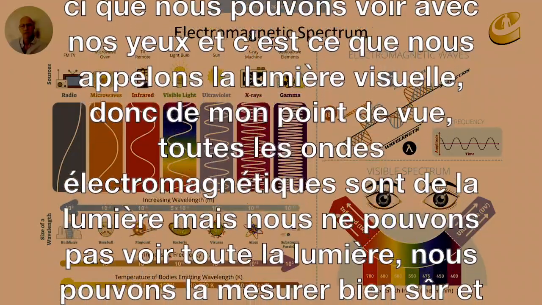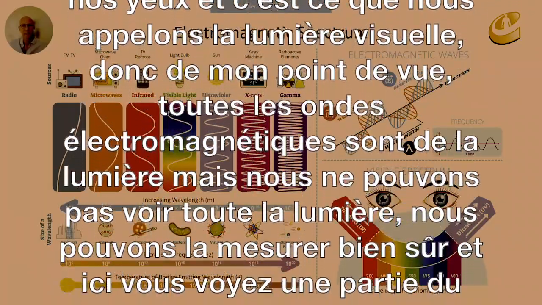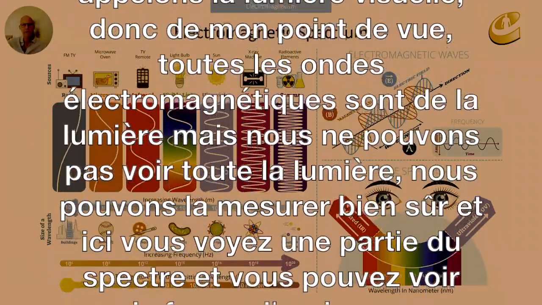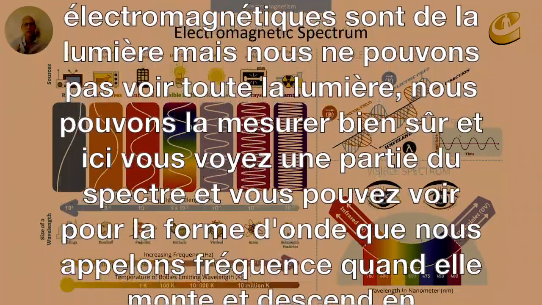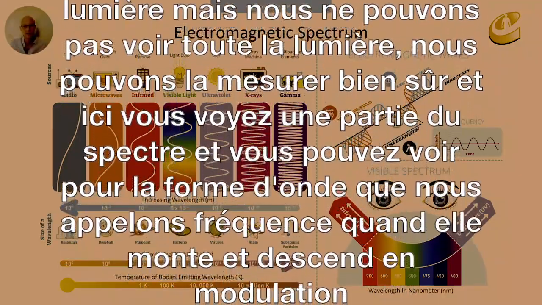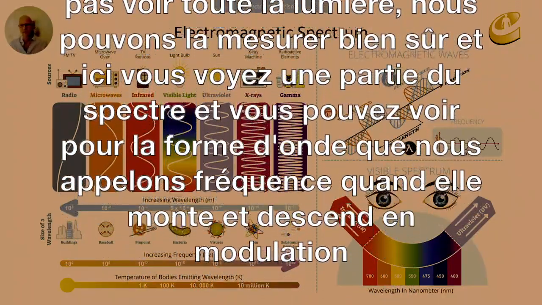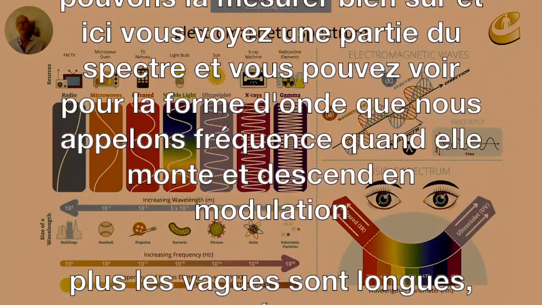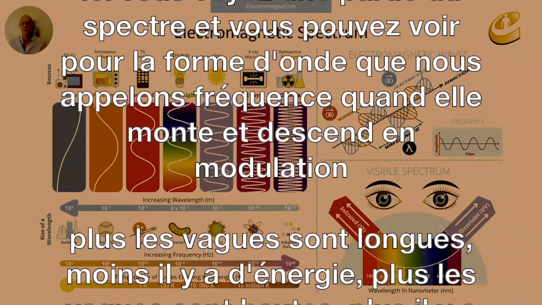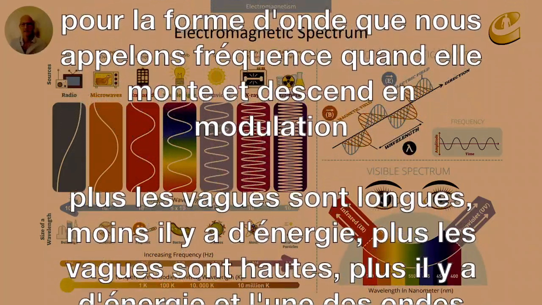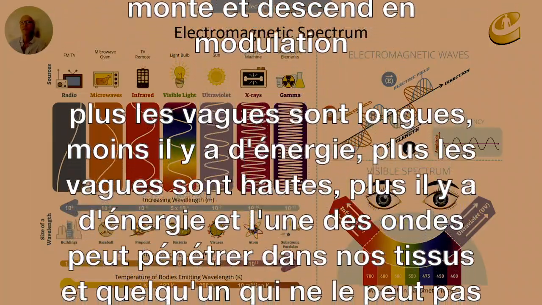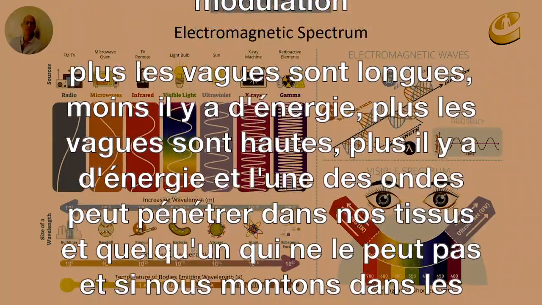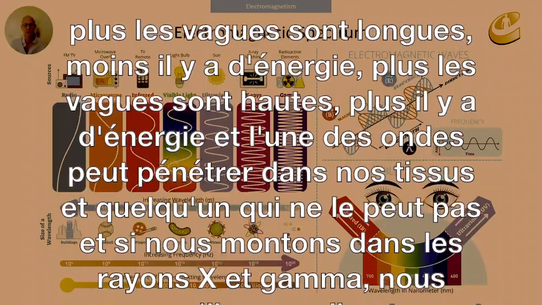And here you see part of the spectrum, and you can see the waveform, we call it frequency when it goes up and down in modulation. The longer the waves, the less energy. The higher the waves, the more energy. Some of the waves can penetrate our tissue and some of them cannot. If we go up to X-rays and gamma rays, we know they pass directly through the tissue, and they can also damage cells because it's ionizing radiation.